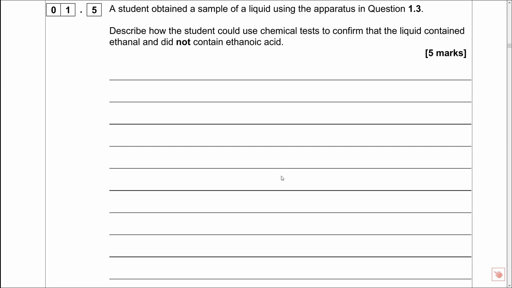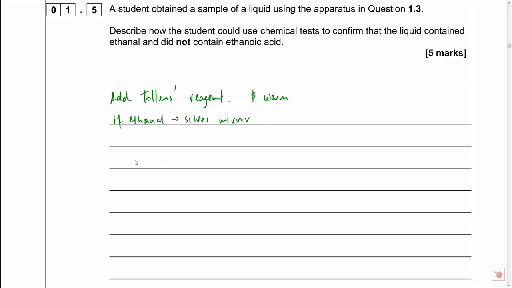So what we're going to do is we need to add something to test. So I would say, oh, easy test. Add Tollens reagent. If ethanol, silver mirror. I'm trying to work out where the five marks are going to be here. So you get a silver mirror if it was, and warm. A bit of a picky mark there, but there we go. That's probably three marks, I think, there.